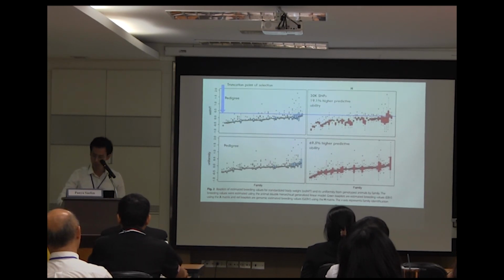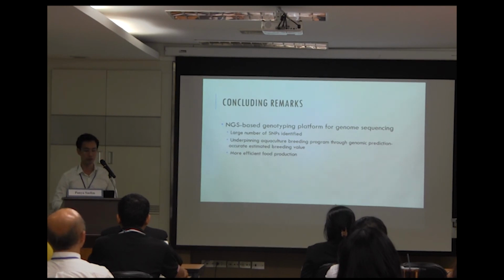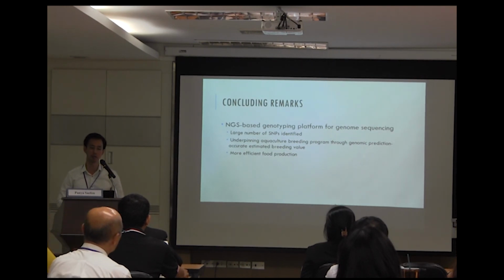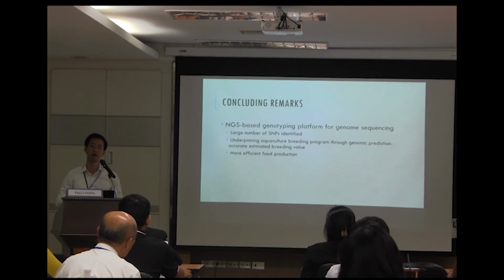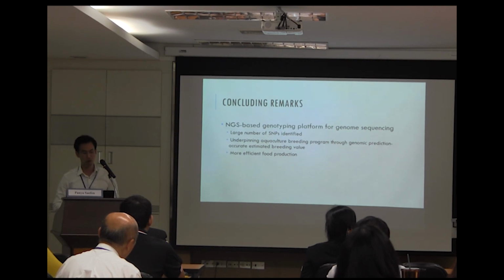So to conclude this talk, next-generation sequencing-based genotyping has already helped us a lot to implement genomic selection and also enables us to get really high quality and dense genome-wide SNP markers. And also we can get a higher accuracy for genomic prediction and make food production more efficient. Thank you.